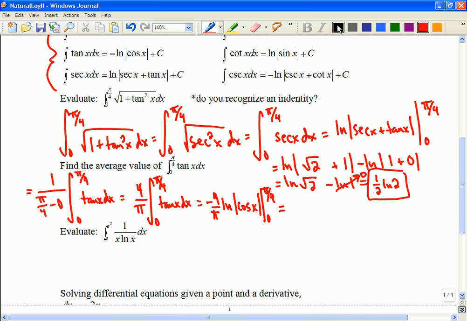Maybe I'll write it in a different color just so we don't get into the previous question there. So this will be negative 4 over pi, and I'm going to be looking at this from, let's see here, cosine of x, so it'll be cosine of pi over 4, take away the cosine of 0, so the cosine of pi over 4 is 1 over root 2, and the cosine of 0 is 1.